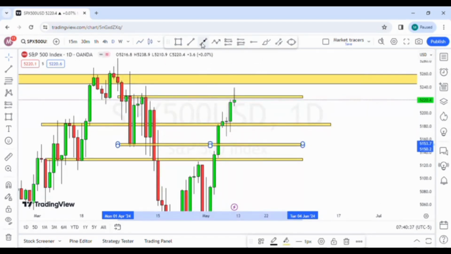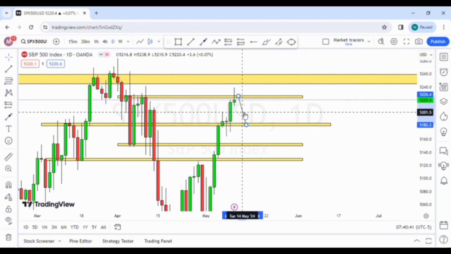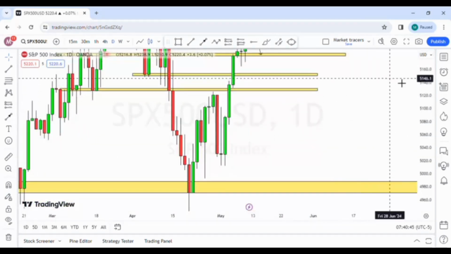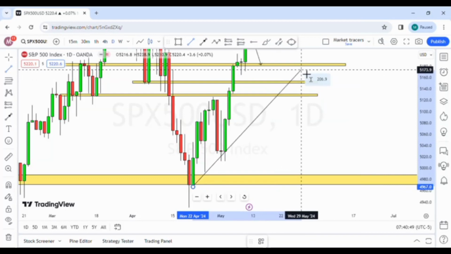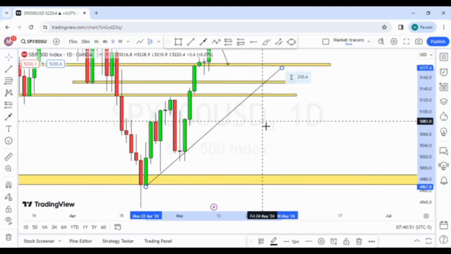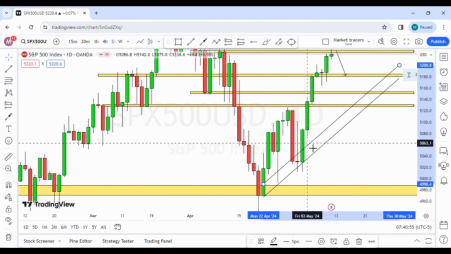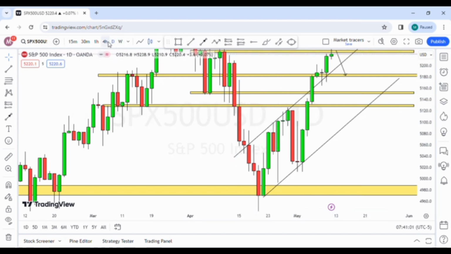That is why from here I am expecting sellers to come in and push the market to the downside. And even if you go for the trend, guys, you will see that this trend will also show on NAS100. So guys, SPX 500 and NAS100 tend to move with the same movement.